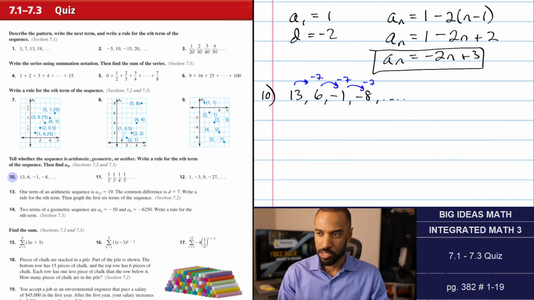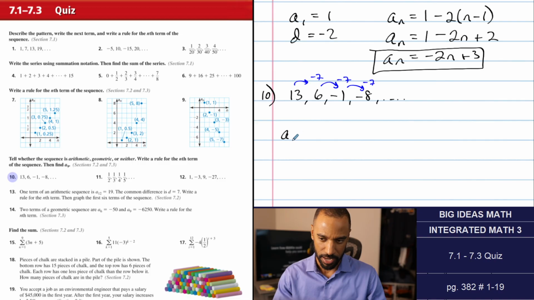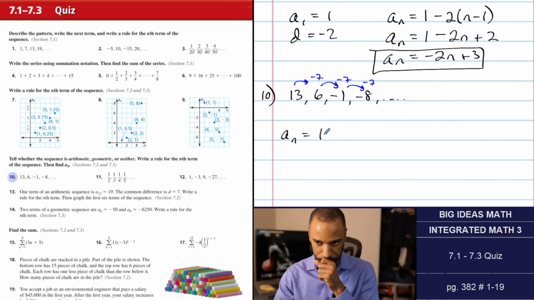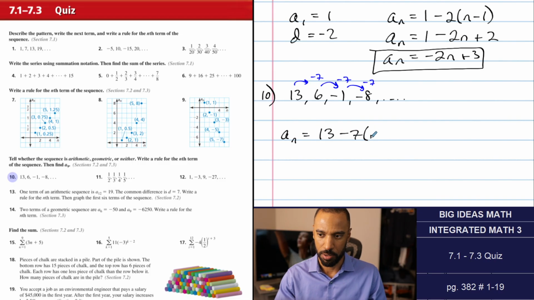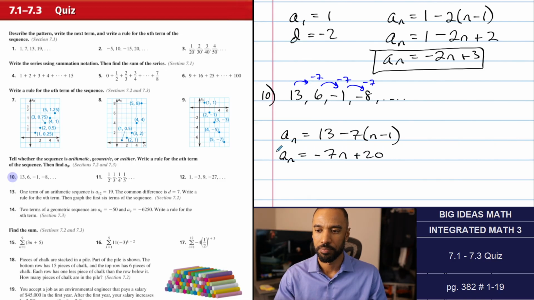Write a rule, then find a sub 9. Now the rule is going to help us find a sub 9. So doing what we did before, 13 is the first term, -7 is the common difference. If I distribute this, I get -7n plus 7. And 13 plus 7 is 20. You get -7n plus 20.